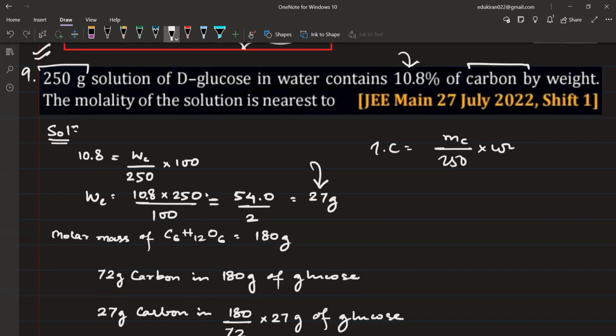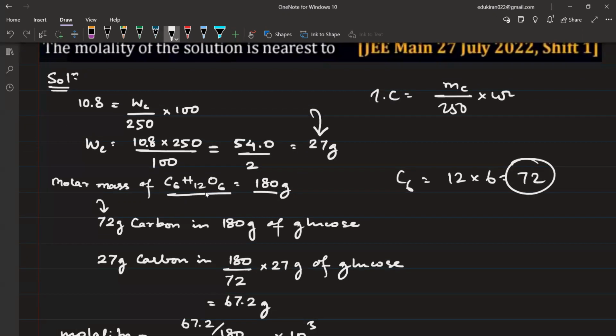Now the molar mass of glucose is equal to 180 grams. Now in 1 mole of glucose, we have 72 gram of carbon. Why? Because we have C6. C6 means 12 into 6, which is equal to 72. So if I have 180 gram of glucose, then it will have 72 gram of carbon. Similarly, if I have 27 gram of carbon, then it is going to be present in how many grams of glucose? It will be present in 67.2 grams of glucose.